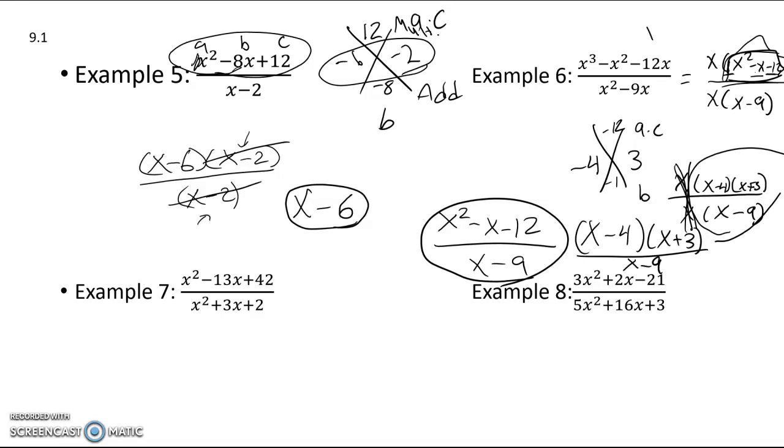Alrighty, so now for example 7, I'm going to change this one up just a little bit. I'm going to change the top to x squared minus 4, so we're going to have x squared minus 4, and then the bottom stays the same: x squared plus 3x plus 2.